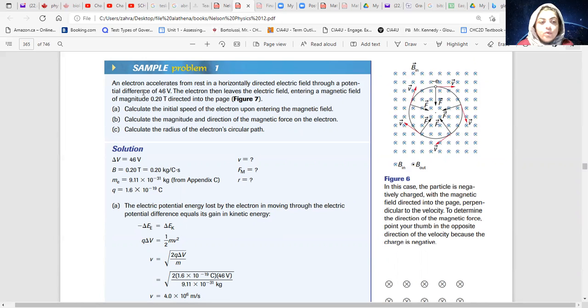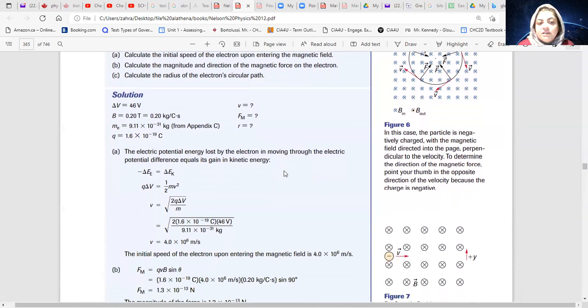Okay, let's look at this question. An electron accelerates from rest in a horizontally directed electric field through a potential difference of 46 volts. The electron then leaves the electric field, entering a magnetic field of 0.2 Tesla directed into the page. Calculate the initial speed of the electron upon entering the magnetic field. So we have delta V, we have the B magnetic field, we have the mass of the electron, we have the charge. We want to find the initial speed of the electron upon entering.